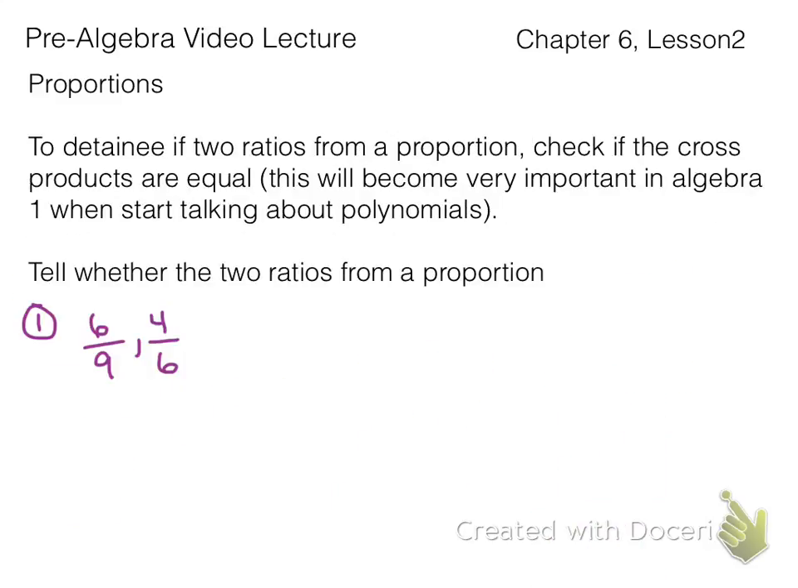All right, so we can also use this to determine if two ratios form a proportion: check if the cross products are equal. This will become very important in Algebra 1 when we start talking about polynomials and factoring. So make sure you understand this now.